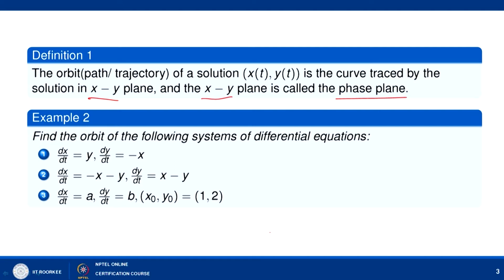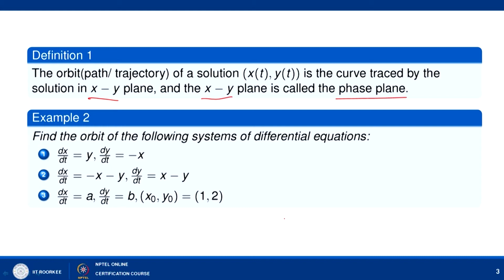And so, here we are not considering the curve in 3 dimensions, we are simply saying what is the projection of the curve onto the xy plane, and we are calling that projection the orbit of the solution x(t), y(t) here. And now let us consider a few examples by which we can find the orbit of a few systems of differential equations.